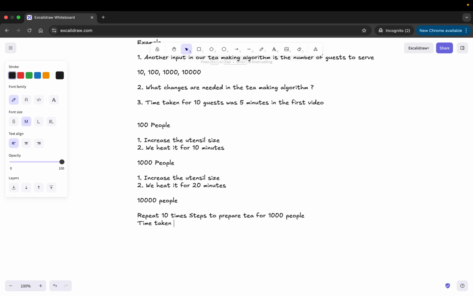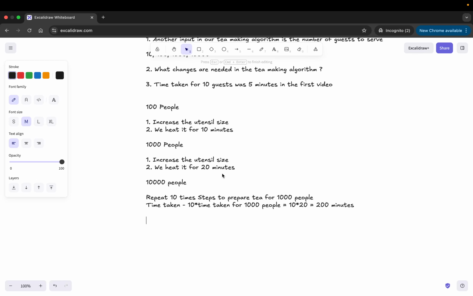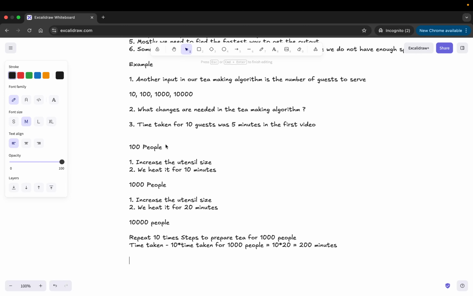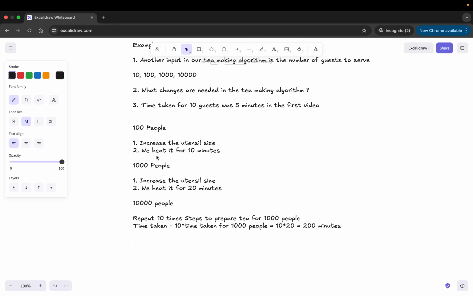The time taken for 10,000 people becomes 10 into the time taken for 100,000 people, which is equal to 10 into 20, that's 200 minutes. So as you can see, the difference in the algorithm for the three scenarios is the time taken as well as the utensil size. Those things define the properties of an algorithm, which is the time taken by the algorithm, and let's say the space taken by the algorithm.